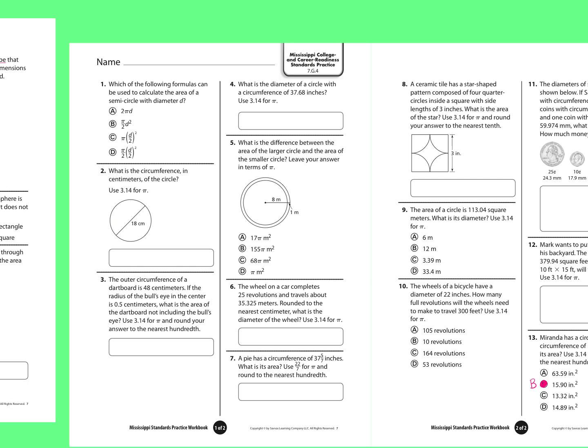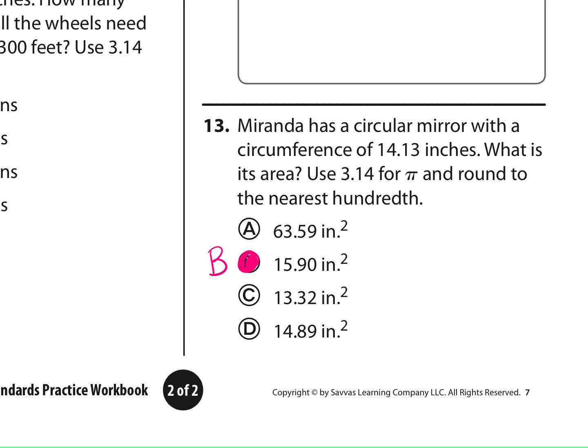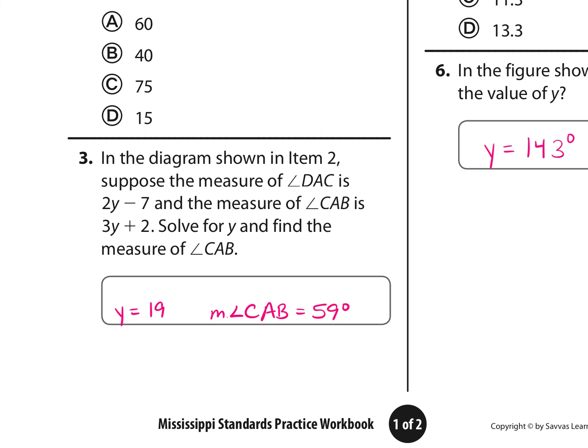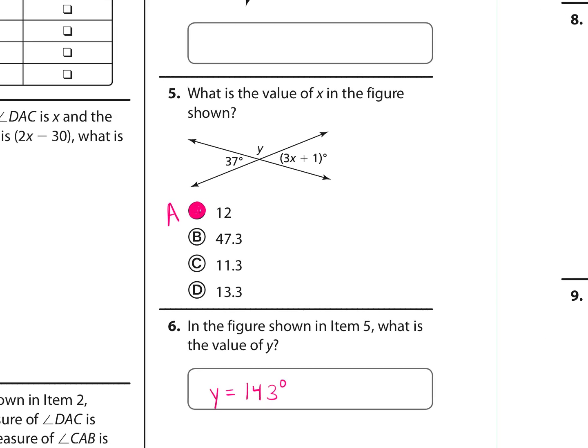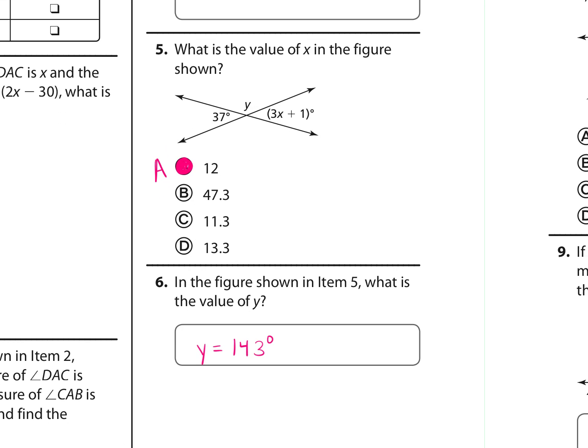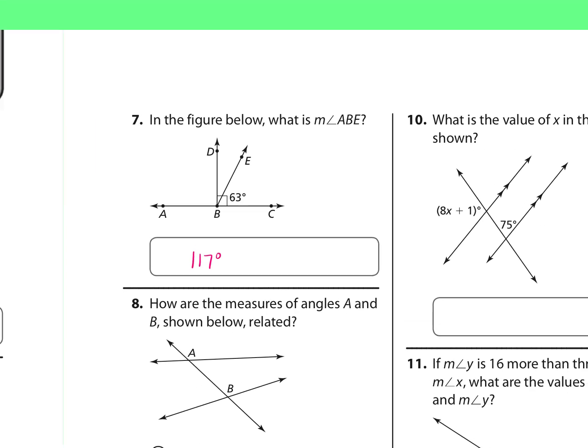Now for G4, number 13 is B. For G5, number 3, Y is 19 and the measure of angle CAB is 59 degrees. Number 5, Y is 12, choice A. Number 6, Y is 143 degrees. And sorry, number 5 was that X was 12. Number 7 is 117 degrees.